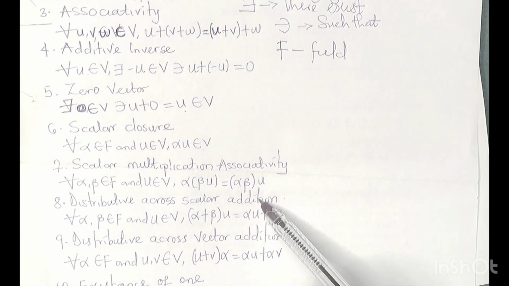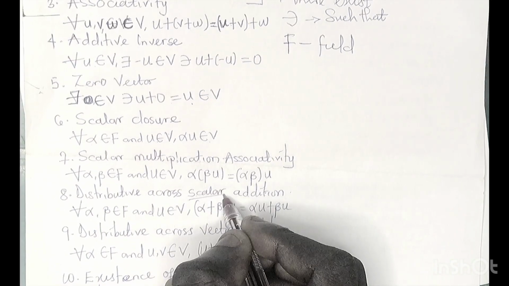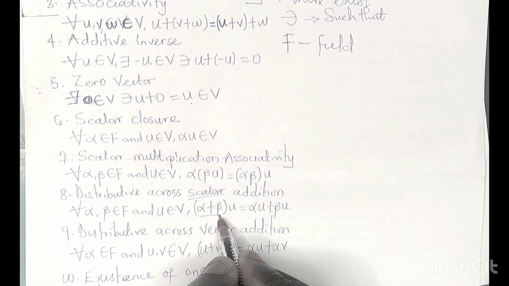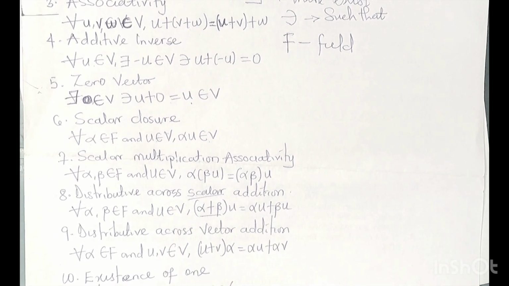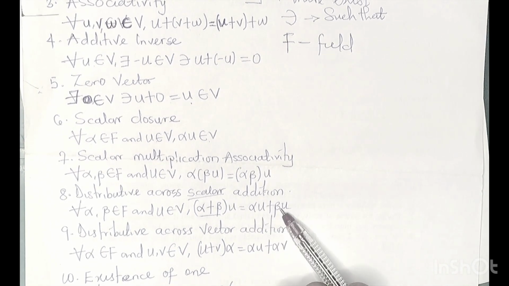Now we know that addition deals with two things. So because we say scalar, are you seeing that now? That means you are going to have two scalars adding each other, then multiplying what? U, which is giving us this.